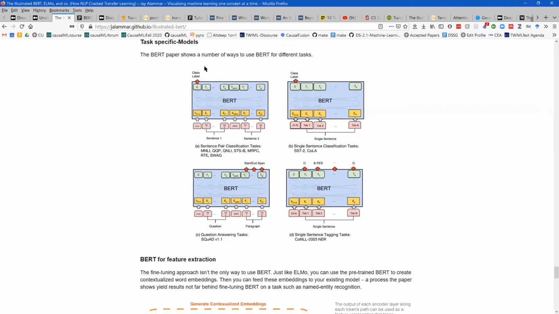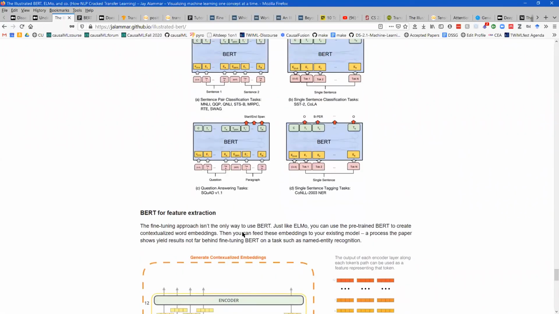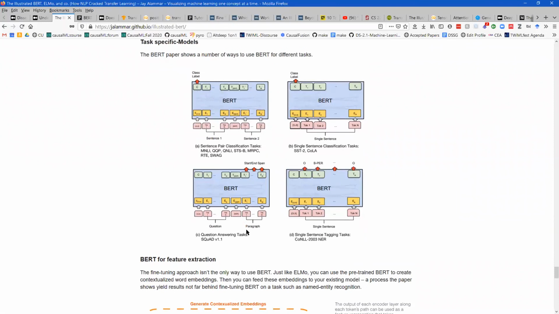So these are the four types of tasks that they use BERT for. And all of them, the schematics look very similar. The output is a class label. Okay, so that's task specific. You use the pre-trained BERT to solve different kinds of tasks.